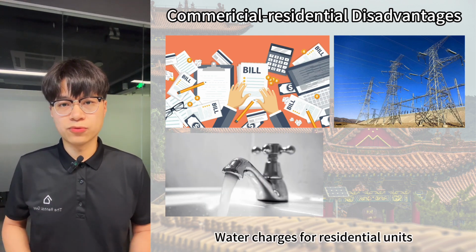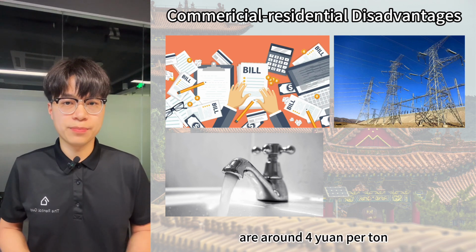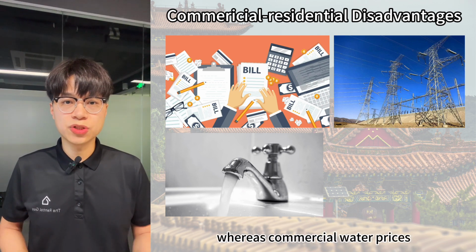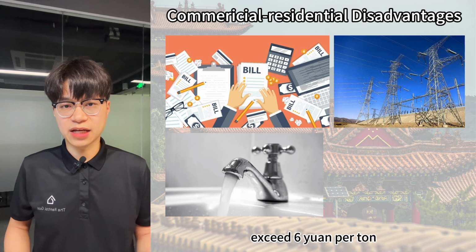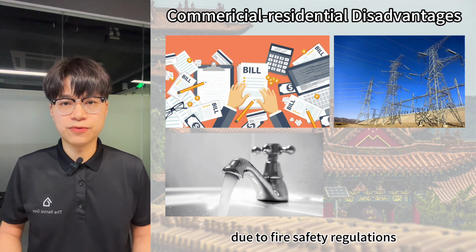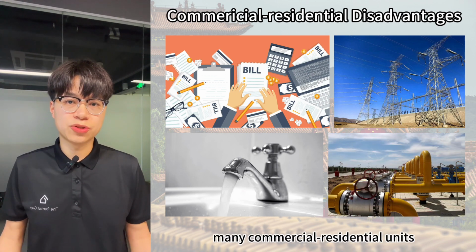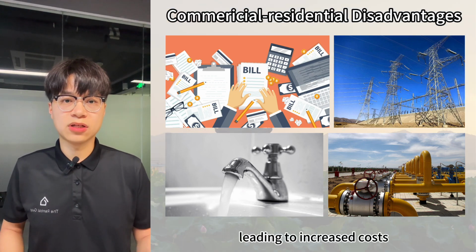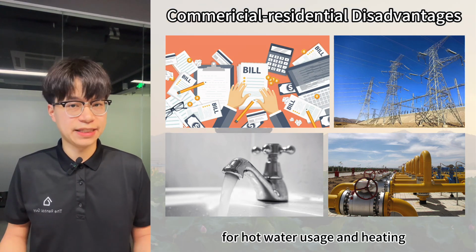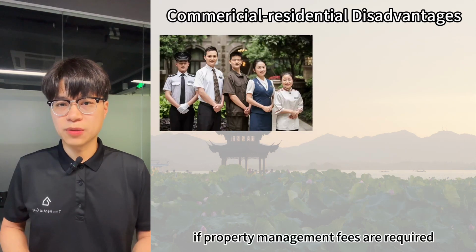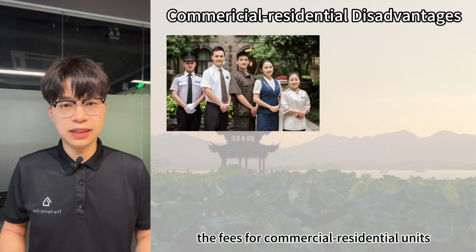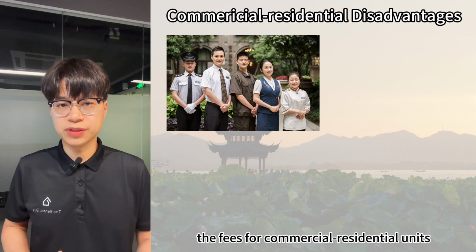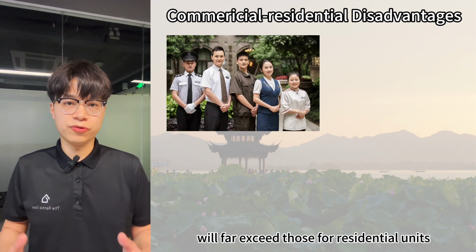Water charges for residential units are around 4 yuan per ton, whereas commercial water prices exceed 6 yuan per ton. Additionally, due to fire safety regulations, many commercial residential units prohibit the use of gas, leading to increased costs for hot water usage and heating. Moreover, if property management fees are required, the fees for commercial residential units will far exceed those for residential units.